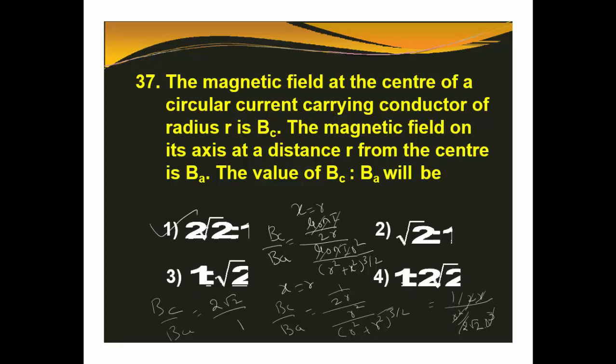So you do the calculations properly. Here 1 by 2r, it will be mu naught n square. I forgot to write one more 2 here, it will be 2 here. So totally it will be 4 root 2. So 2 goes up. So it will be 2 root 2 by 1.